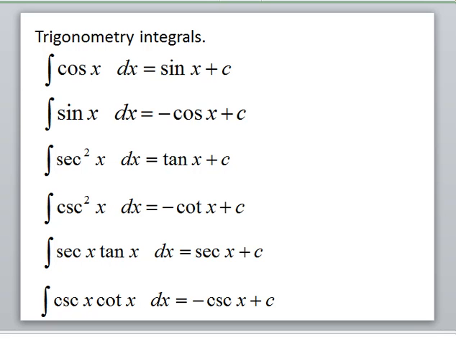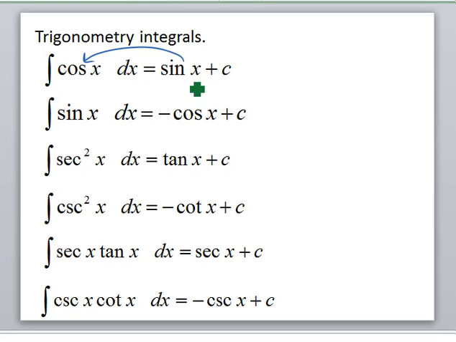Last part of today is the trig integrals. These are things you're going to have to memorize, just like you did with the derivatives. If you've already memorized the derivatives, it makes the integrals that much easier. Because if you take the derivative of sine, you get cosine. So if you're taking the integral of cosine, of course it's sine of x plus c.